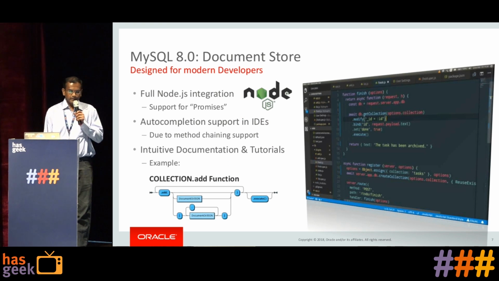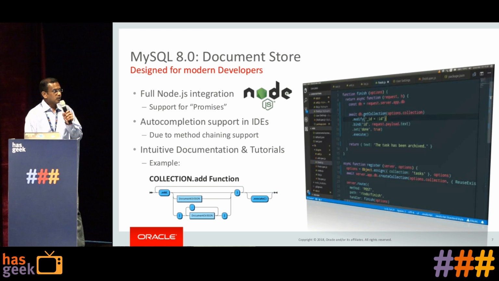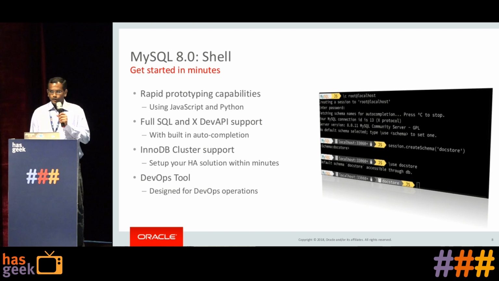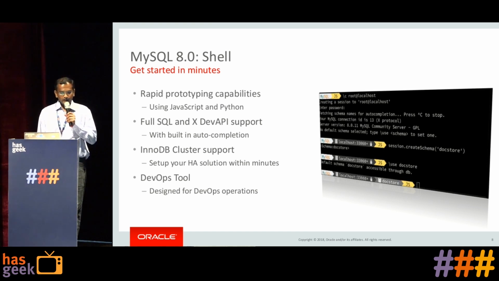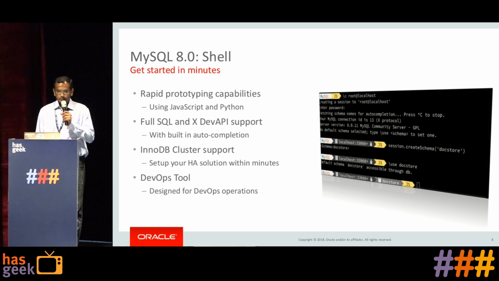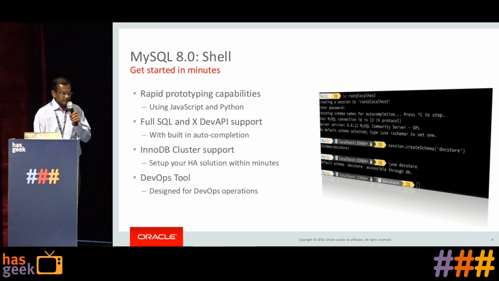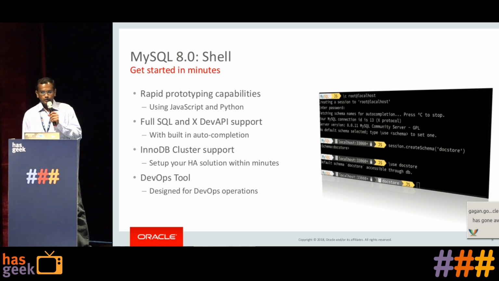Right. The document store is the main thing about the NoSQL support, and it has full Node.js integration and auto-completion support in IDEs as well. And the MySQL 8.0 Shell has nice prototyping capabilities, and you get full SQL and X DevAPI support with built-in auto-completion, which is a very important feature. And the best part is you can set up your InnoDB cluster within a few minutes. It's a nice DevOps tool if you want to try it out. It's available on dev.mysql.com.